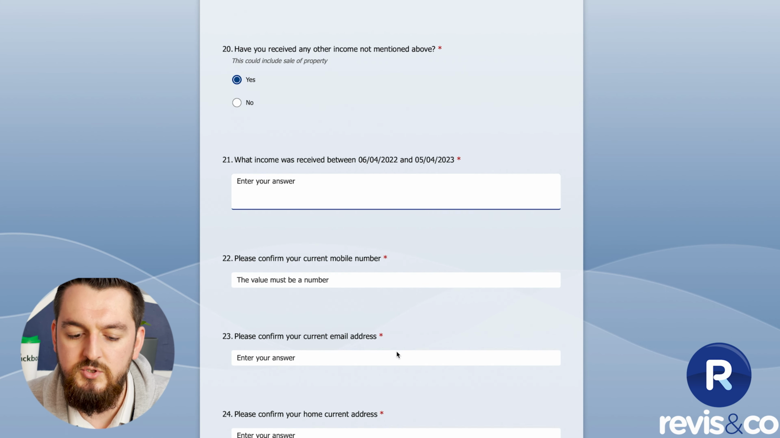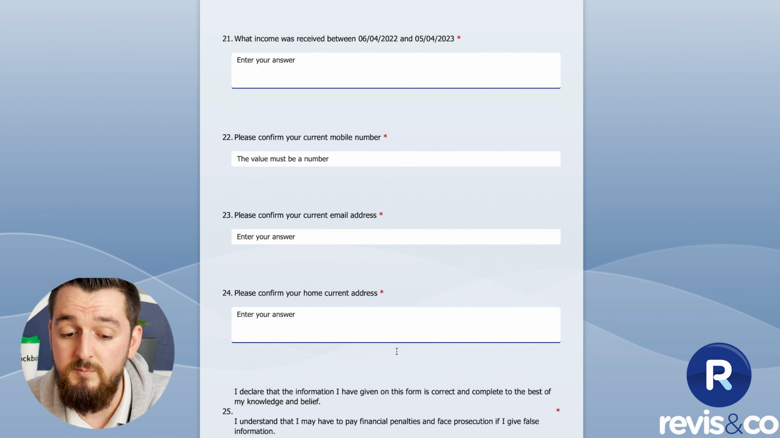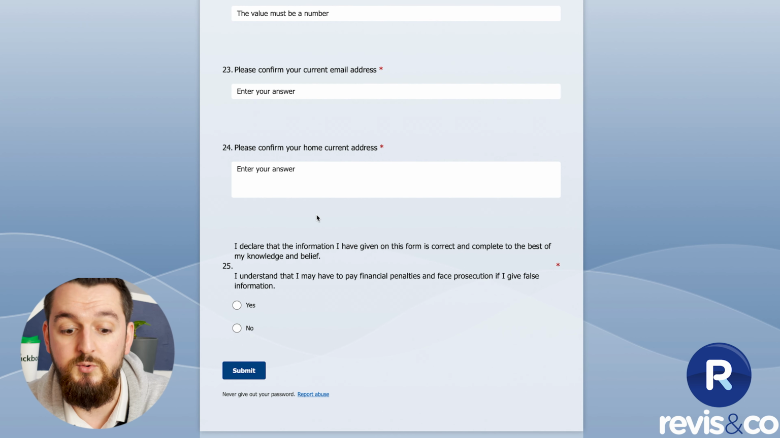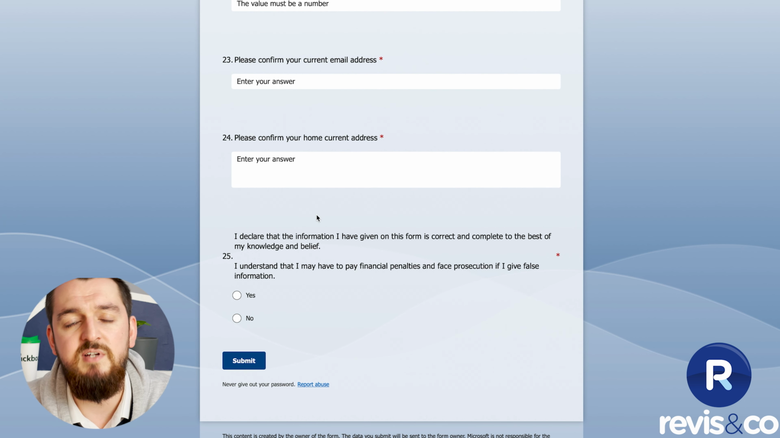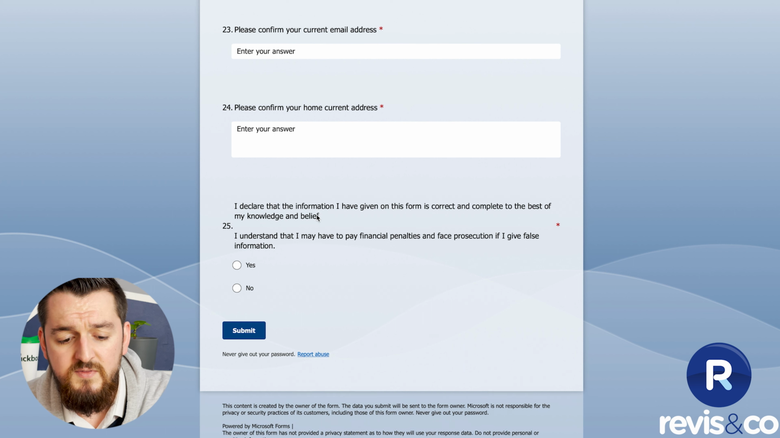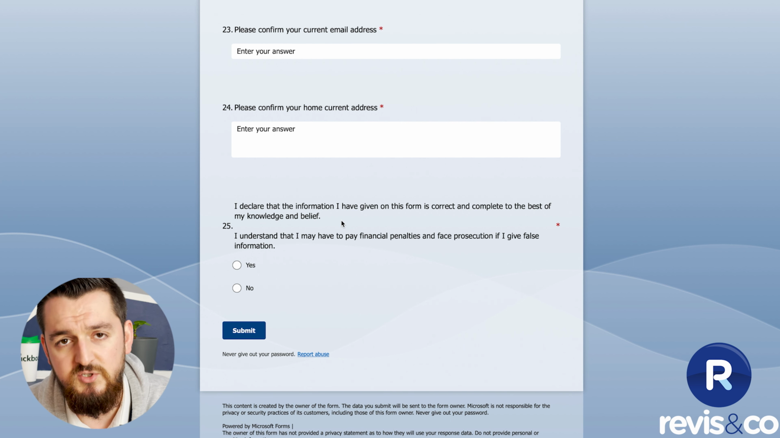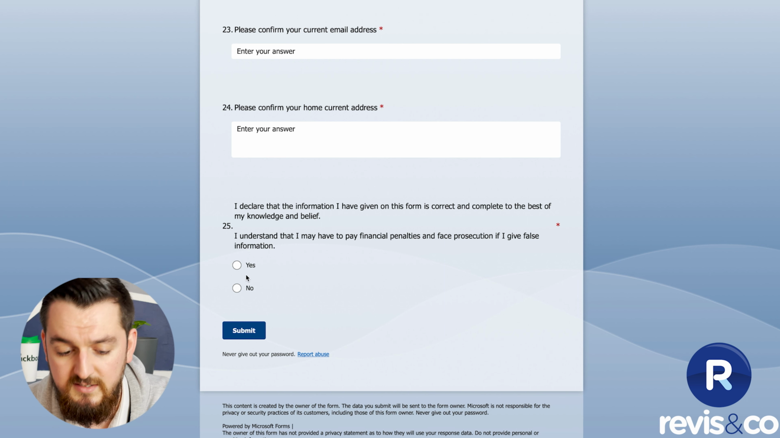Then lastly, we just want you to confirm your details with us: your mobile number, your current email address, and then your home address, that is where you are currently living, just to make sure that our records are all up to date. Then you've got this last little bit to confirm at the bottom that you declare that this information is all correct. Just click yes and then click submit.